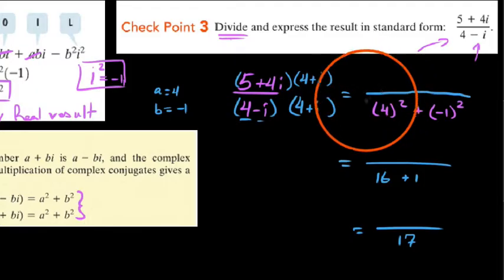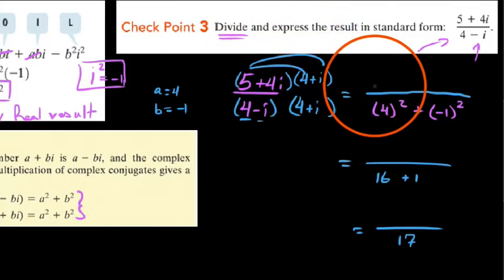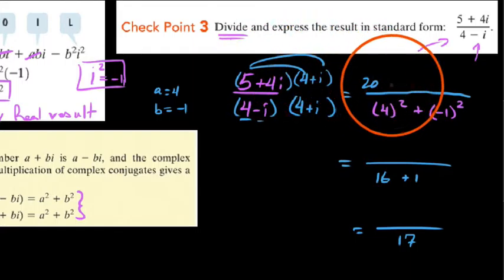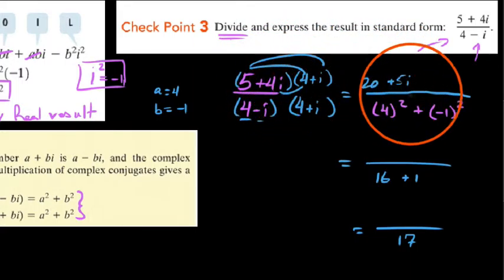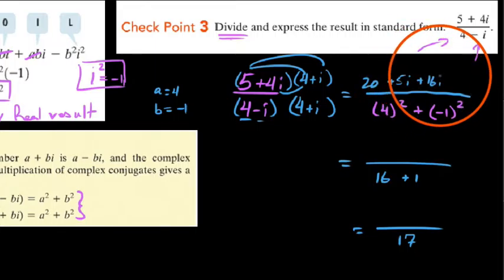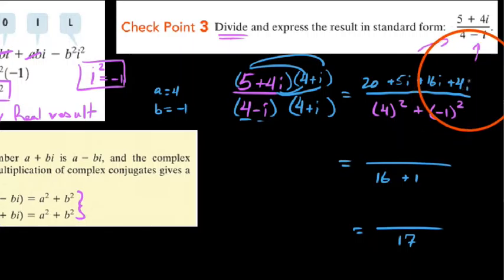Now as far as what we get on top, we actually do need to carry out this FOIL up here. So we get 5 times 4 is 20. 5 times i gives us a 5i here. 4i times 4 is going to be a 16i. And then last but not least, 4i times i is just going to be 4i squared.